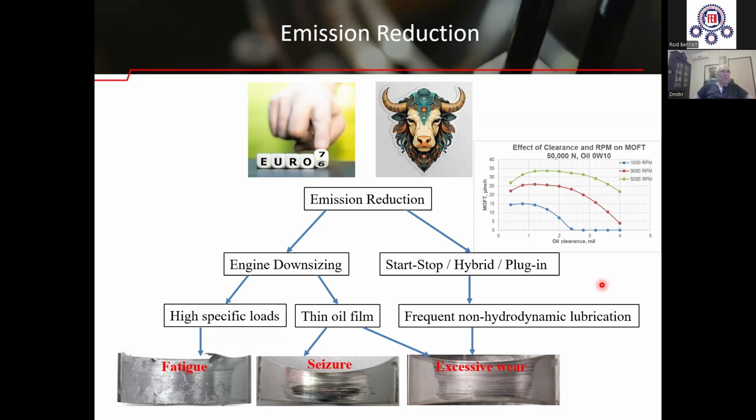Two major developments have been made to reduce engine emission. The first is engine downsizing, and the second, start-stop system, which is implemented in internal combustion engines, in hybrid engines, and in plug-in engines. Let's consider the effects of them on the bearings. First, the engine downsizing. When the engine dimensions and weight are reduced, the crankshaft dimensions are reduced accordingly.